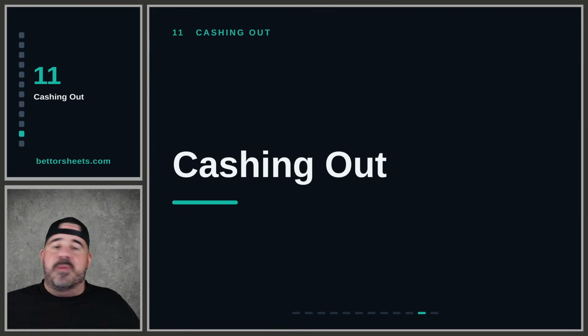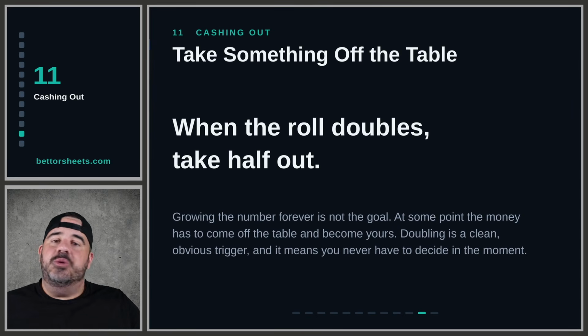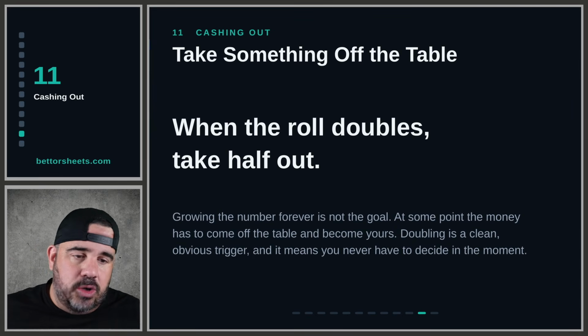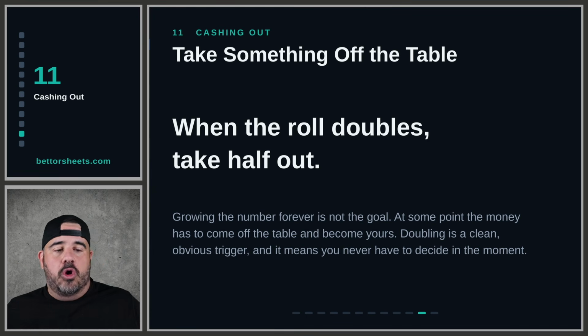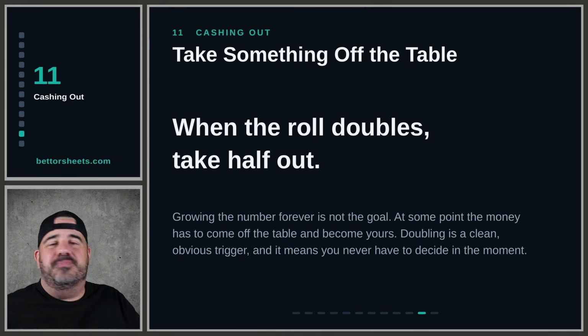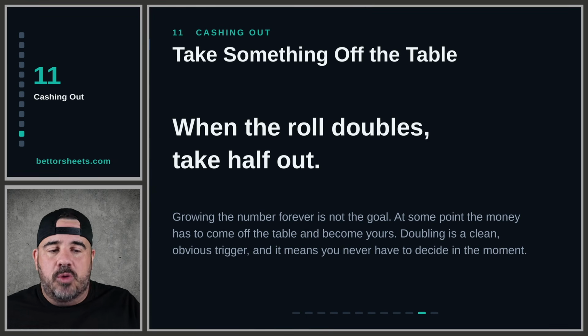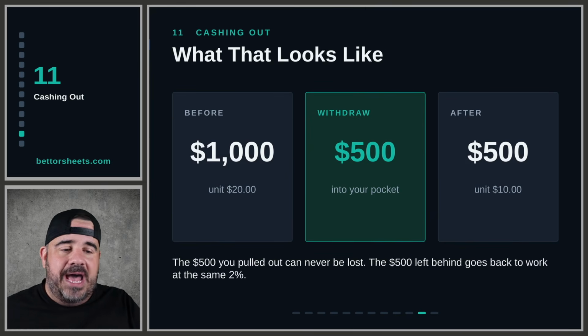Let's talk about cashing out. You made some money, right? You want to retrieve some of that money and put it in your pocket, which is a great thing, obvious thing people love to do. Take something off the table. When the roll doubles, here's a pure thing. Say the roll doubles, you go from 500 to 1,000.